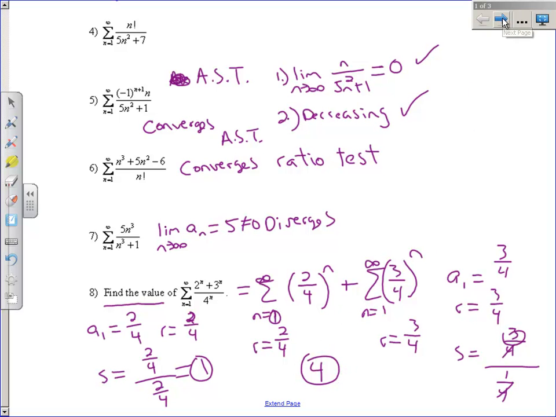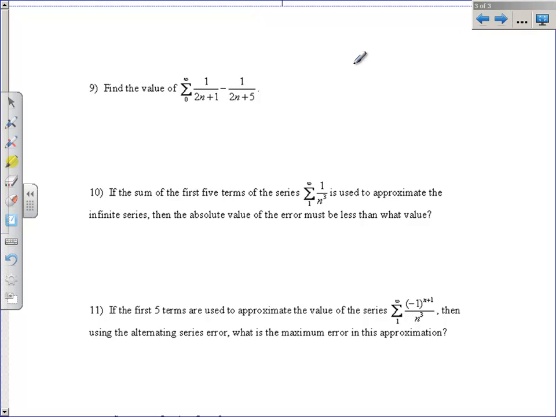All right, let's take a look then at our next page. Find the value of a series that's separated by a minus sign. And we've seen this in class. This is one of those things that acts like a telescope, so we call it a telescopic series. What we're going to do is plug values in and see if we can figure out what's happening by looking at each individual term.